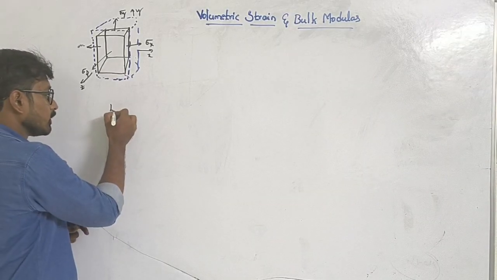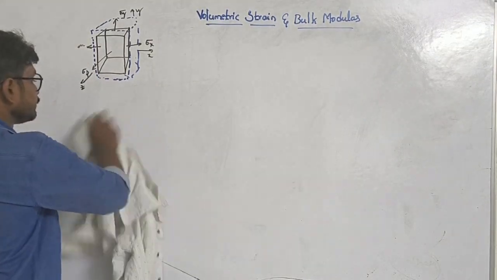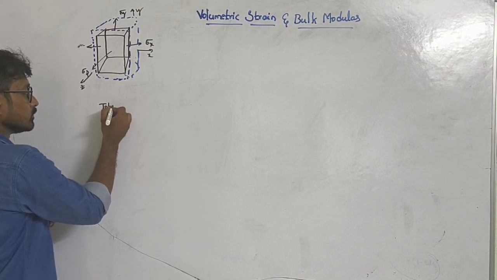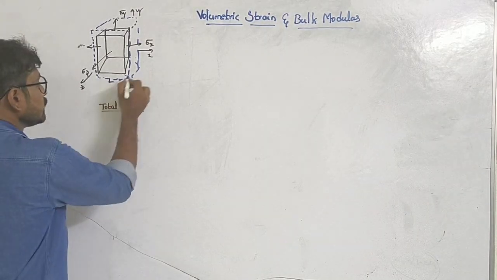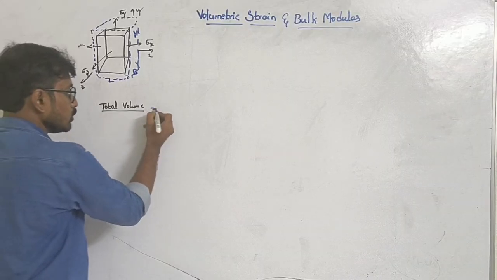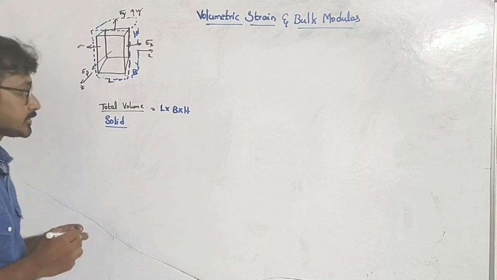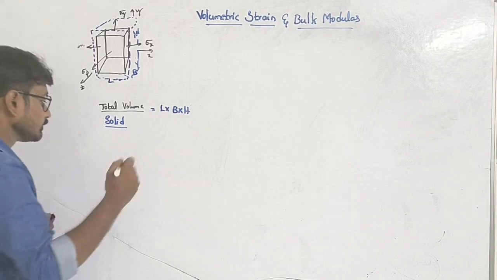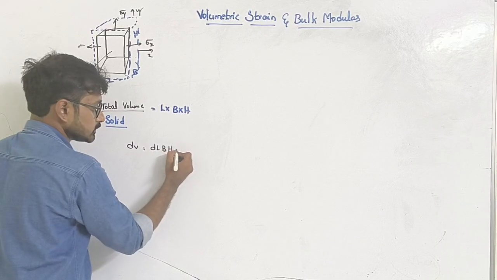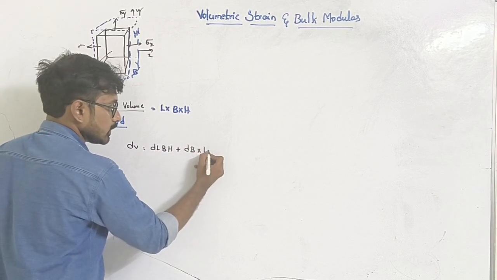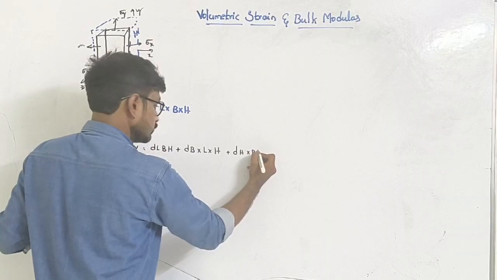Okay, so if I want to write the total volume, this is L, this is B and this is H. So the total volume will be L into B into H. Now the change in volume, delta V, will be delta L into B into H, plus delta B into L into H, plus delta H into B into L.